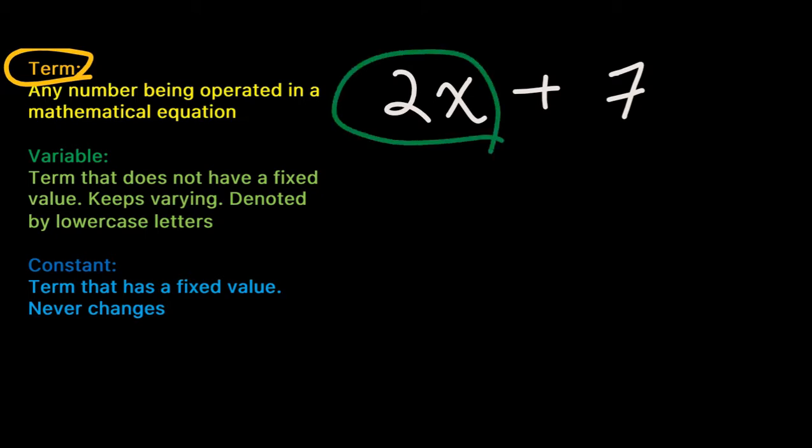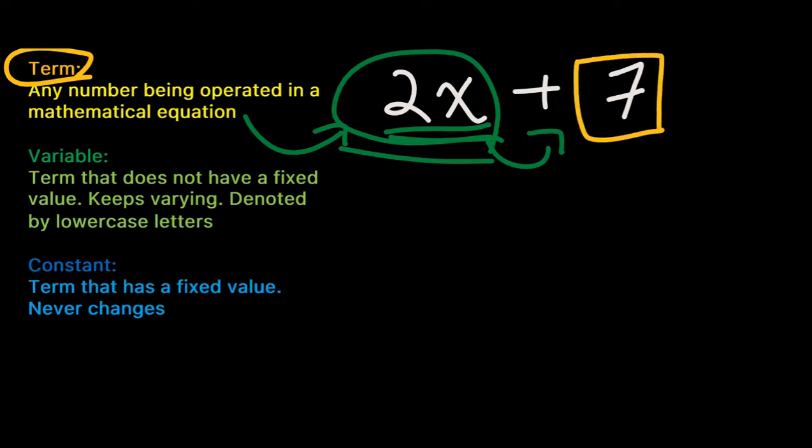Well, a block or any number that's being operated is a term. 2x is a block of numbers, 2 and x. We'll learn about x later, x is technically a number. But 2 and x combined create a block of numbers, and as 2x is being added, it's a term of the equation. Another term of this equation is 7. 7 is a number that's being operated as it's also being added, so 7 is also a term in this equation.